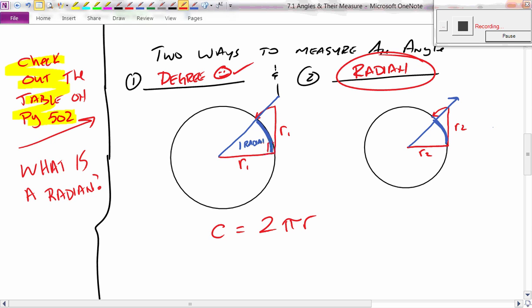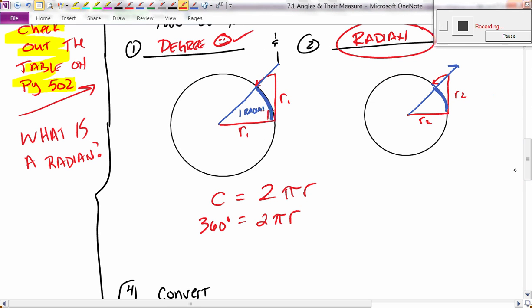And then how many degrees in a full circle? 360 degrees is equal to a full circle, right? Now, I just told you that the radius is independent of the angle, right? So we might as well just call the radius 1 for now to discover a few things. So that means 360 degrees is equal to 2 pi, and that is our first relationship that we have.